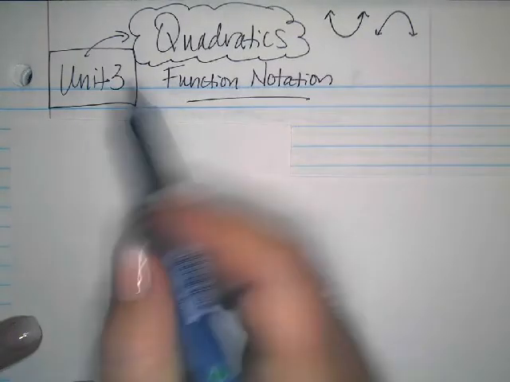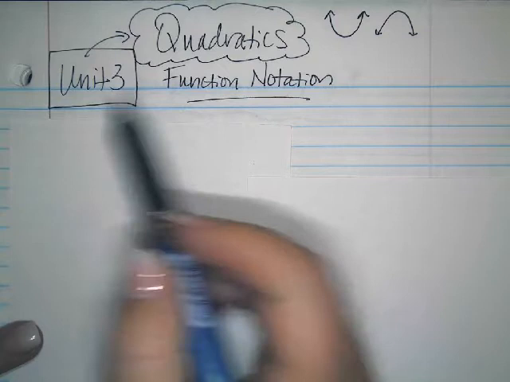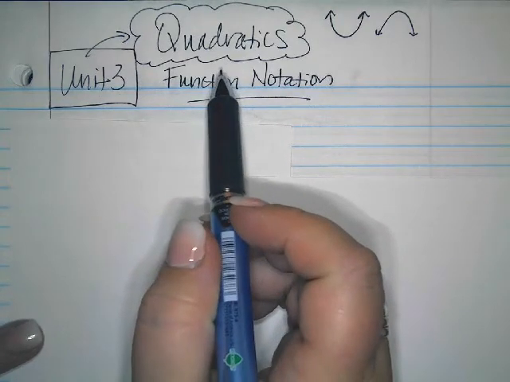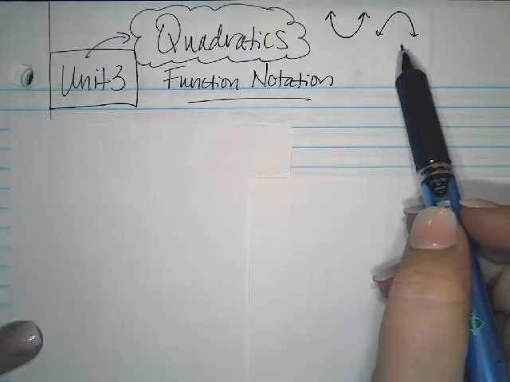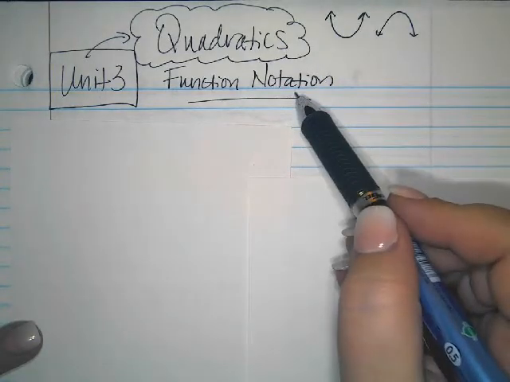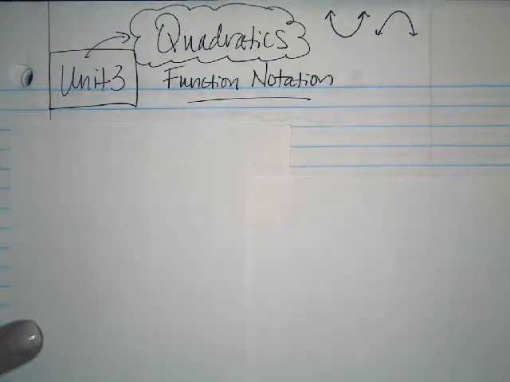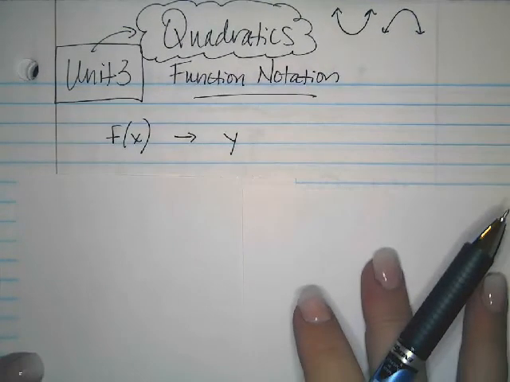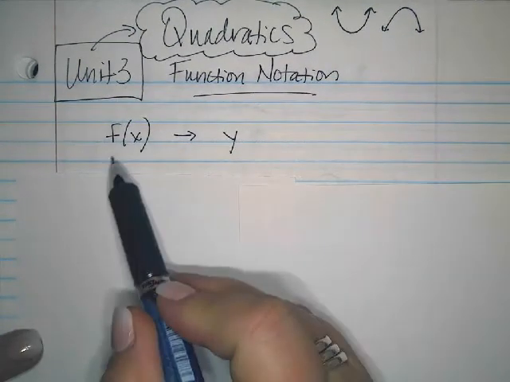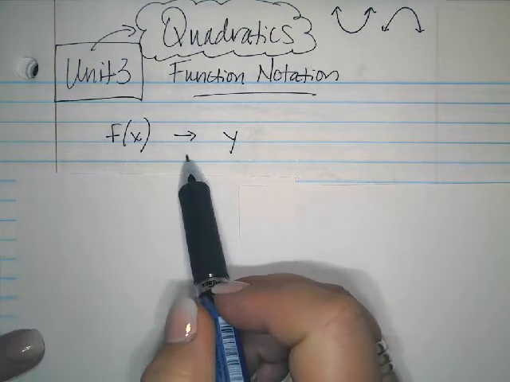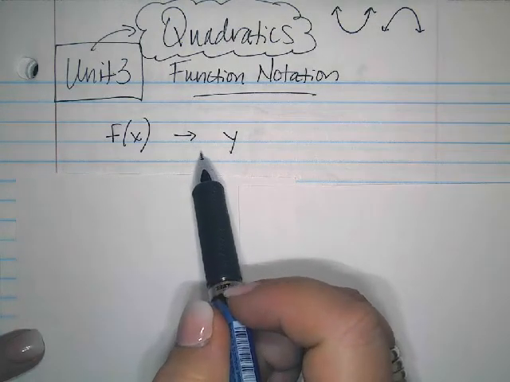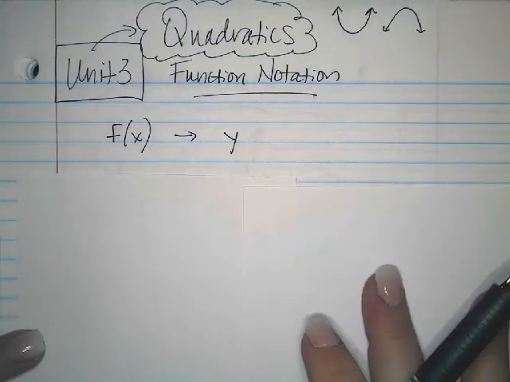All right, in our third unit, we're going to talk about quadratics, and quadratic functions make parabolas, these little u's, and we're going to get into more of those later. The first thing that we're going to talk about is function notation and what that's all about. So the first piece to really understand is f of x, and f of x essentially is the same thing as y. It stands in for y for these functions that we're going to take a look at.